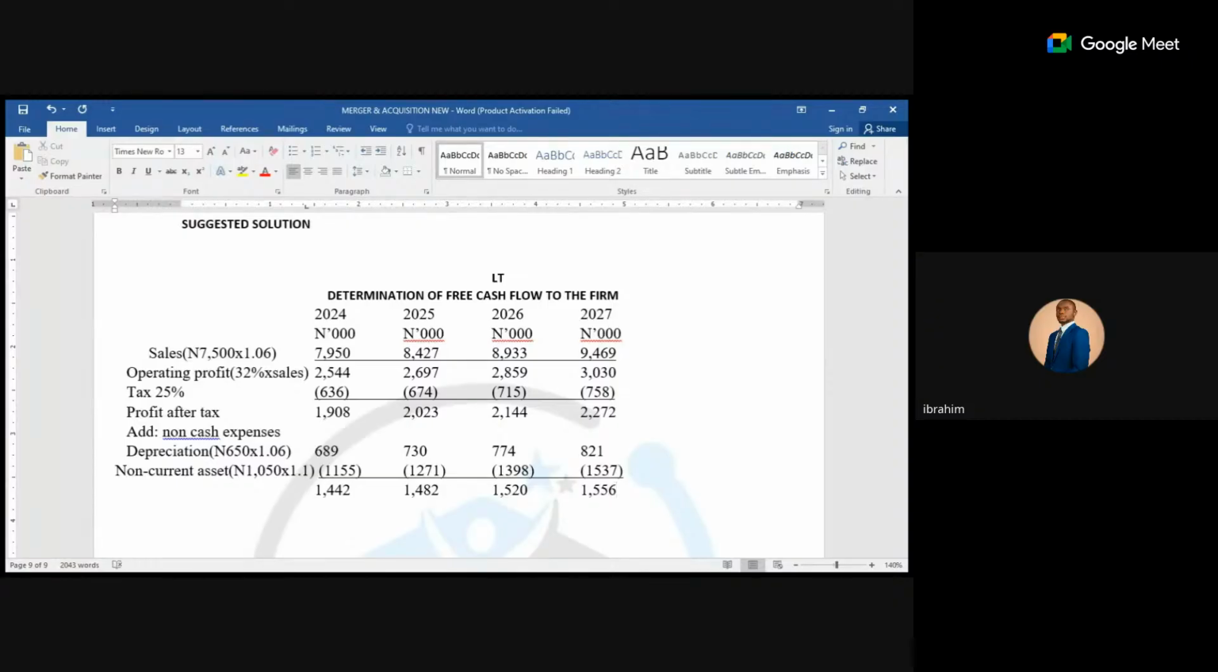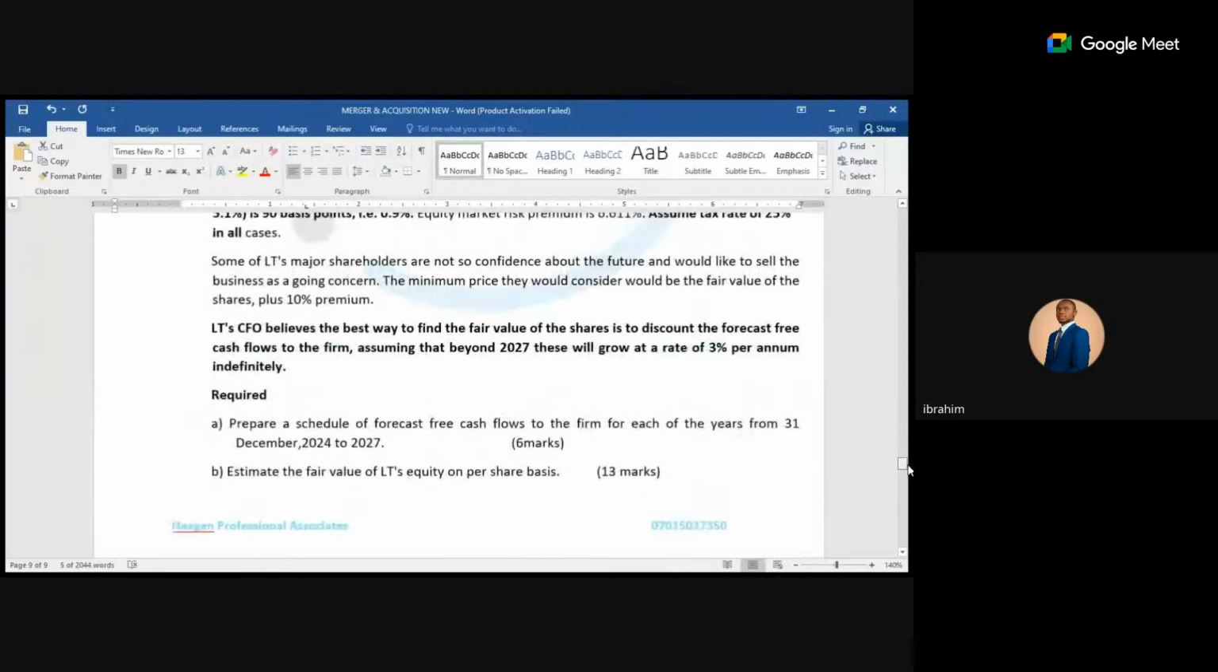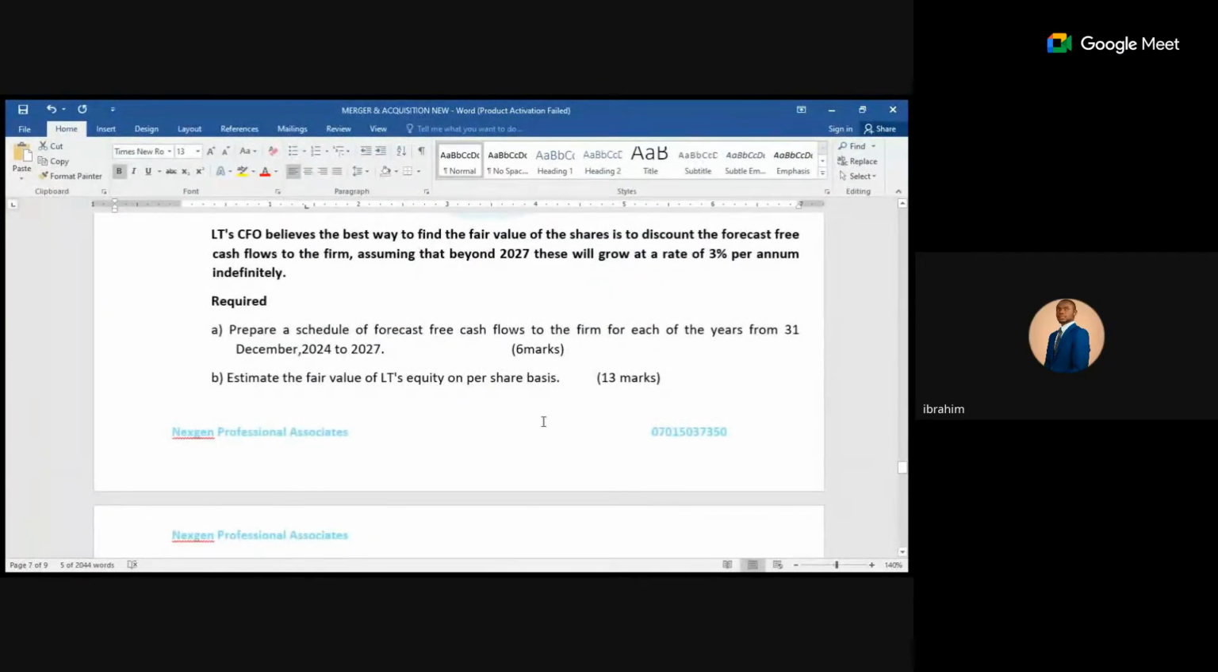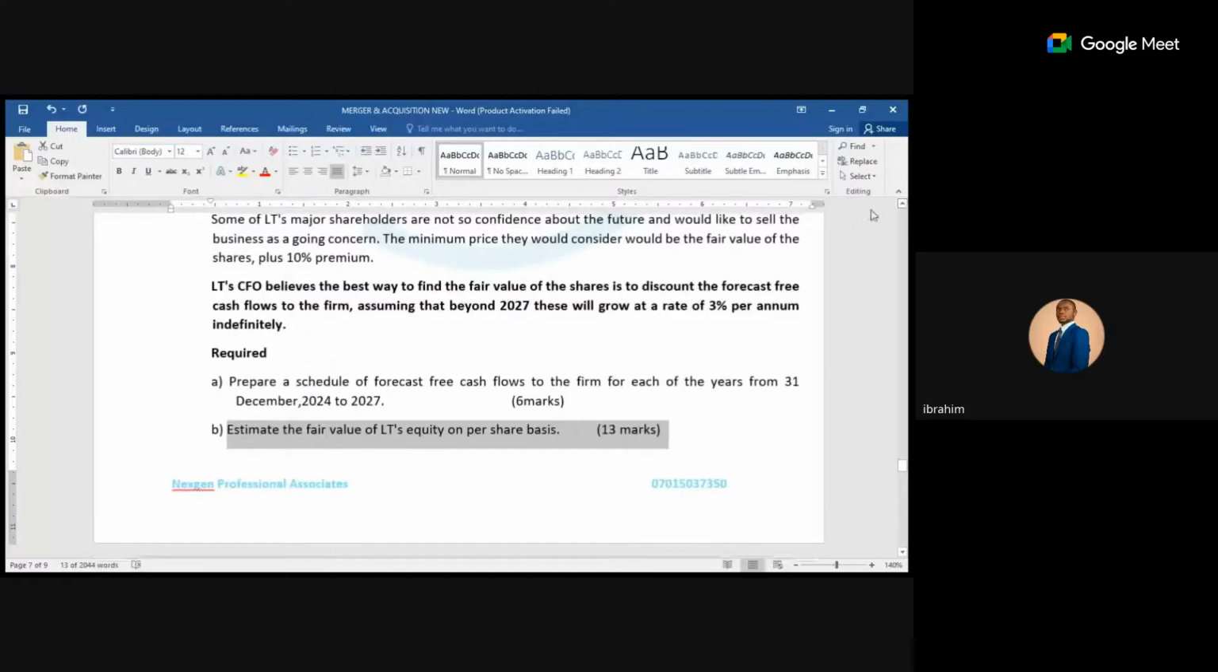Class, this is what the A part of the question says we should do: FCFF, free cash flow to the firm. Just say, the examiner says, calculate the free cash flow to the firm only. Then the next question is 13 marks. You should not forget.